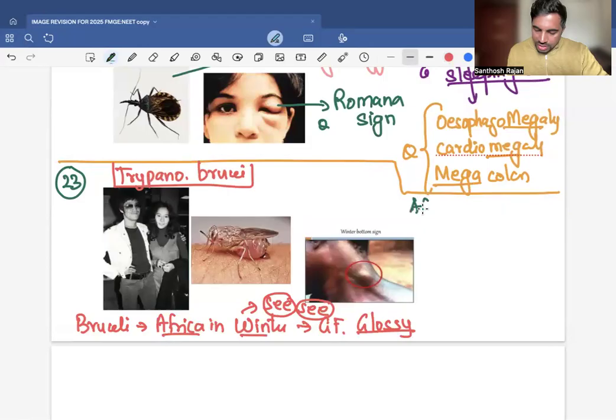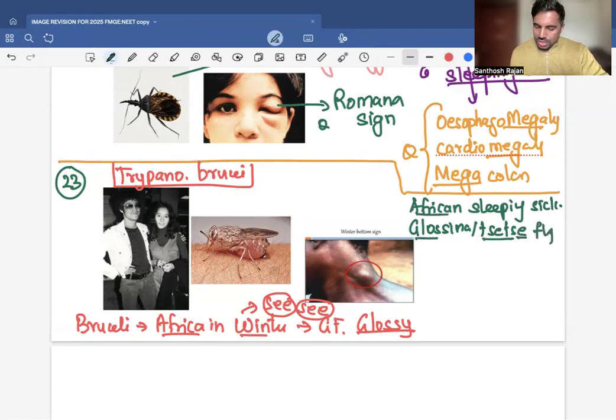First of all, African sleeping sickness. Why is it African? Because African sleeping sickness. What is the fly you're seeing here? That is called Glossina, otherwise called tsetse fly. Tsetse fly. Okay, Glossina, tsetse fly. Very important. That's the picture here.